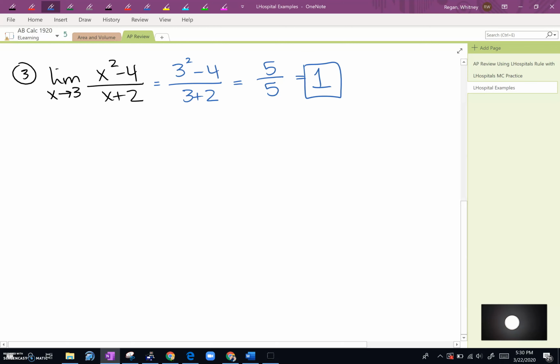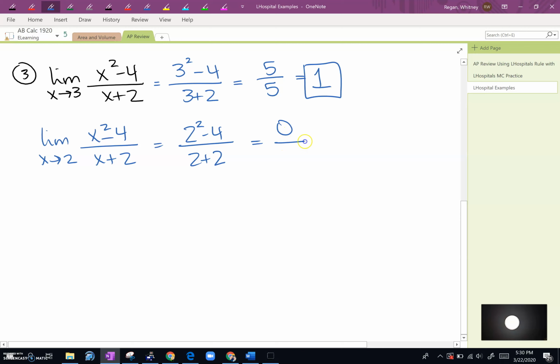I think I actually meant to do something else though, which is kind of annoying. So what if I ended up changing this to be limit x approaching 2 of x squared minus 4 over x plus 2. Same thing, very similar, but now if I do 2 squared minus 4 over 2 plus 2, it's still 0 over 4, still 0. So we can still evaluate limits. We don't always need L'Hopital, but it does help us out if there's a time where we really do need it.